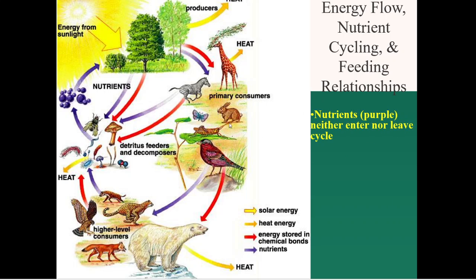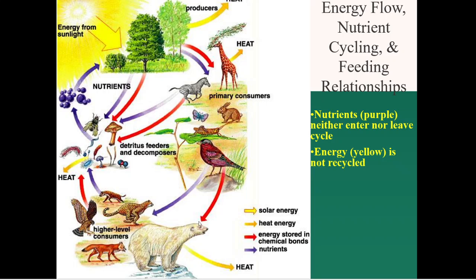The nutrients are purple, and they neither enter nor leave the cycle. Nutrients are matter, and if you remember those laws, there is the conservation of matter. You cannot create or destroy matter. It has to go somewhere, as does energy. Energy and matter do not go away. We only have so much of all of it here on Earth, and it actually cycles back and forth.